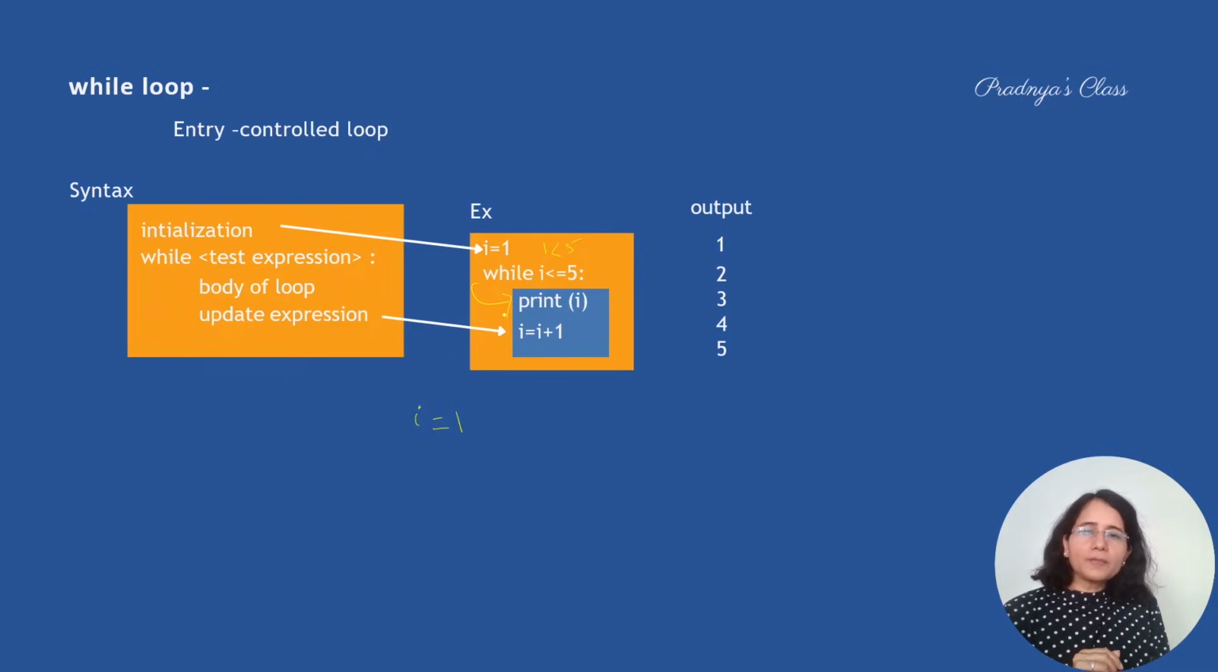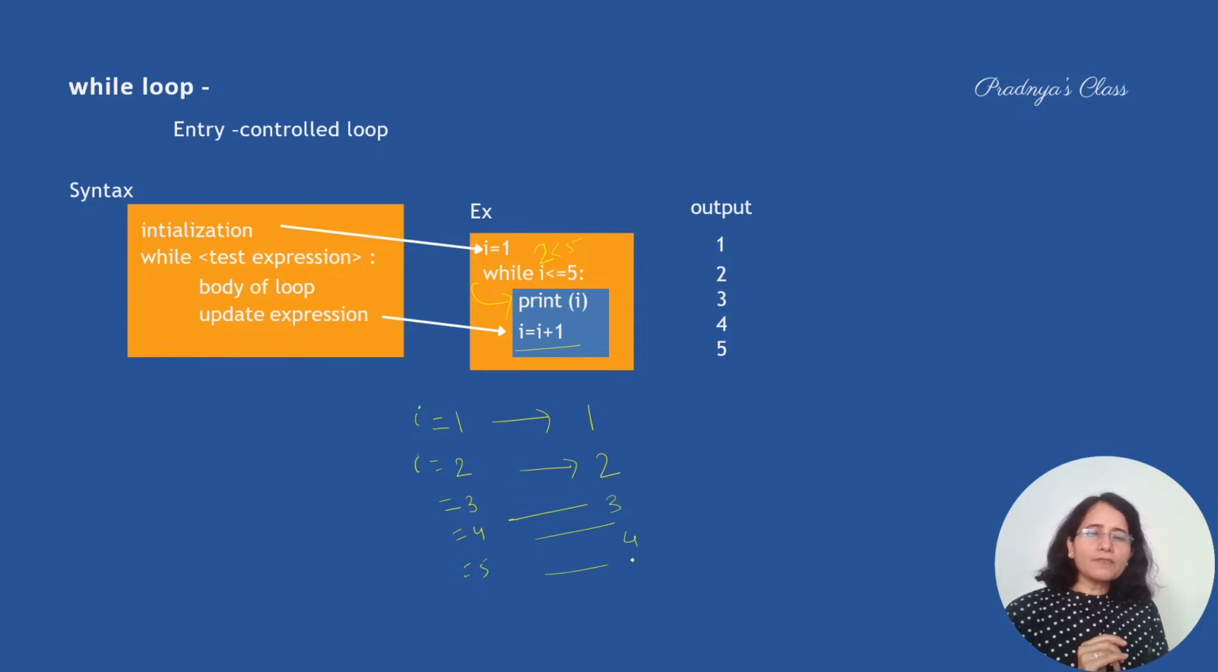So control will come inside and we are printing i. So we got 1. In the next statement, we are incrementing the value of i by 1, so it will be 2. Now check whether 2 is less than 5. Yes, it is less than 5, so it will come inside. We are printing it, so 2 will get printed. In the same way, the value will be 3, 4 and 5 and it will get printed. So we will get these values.